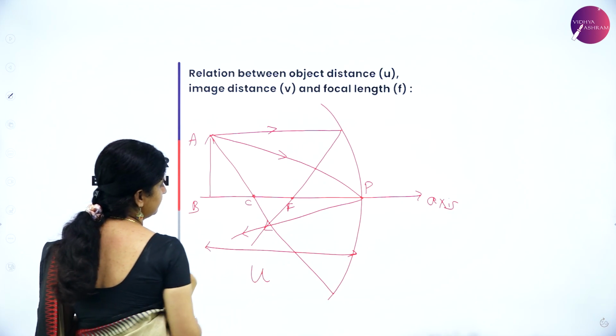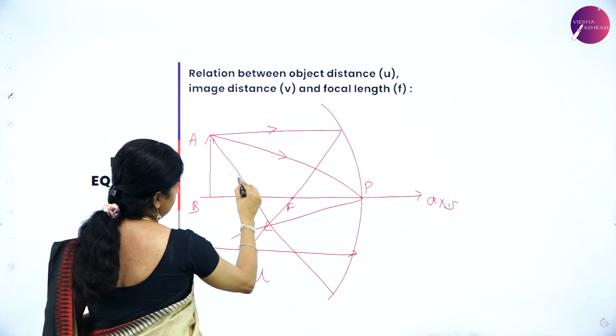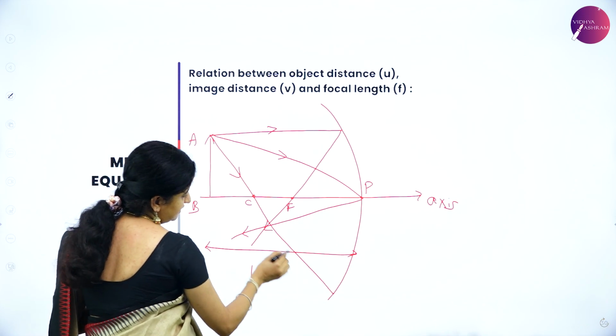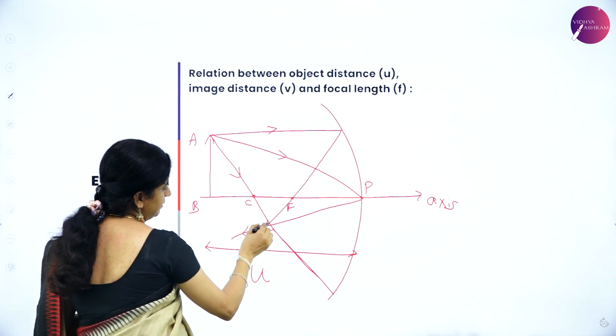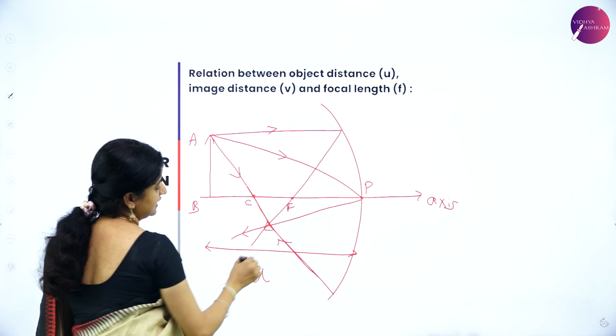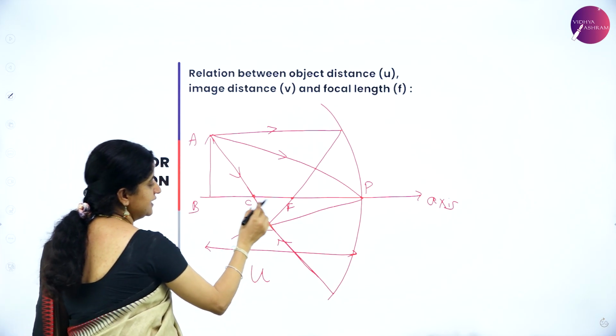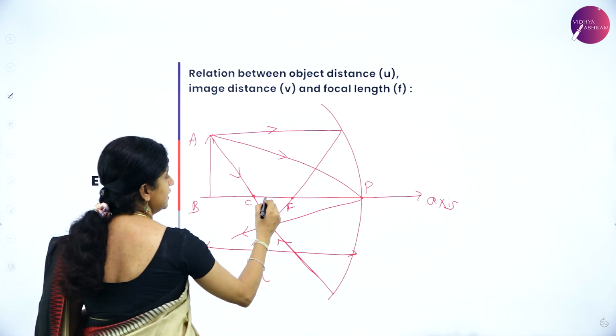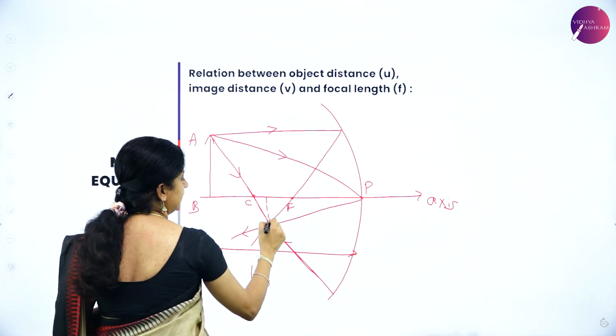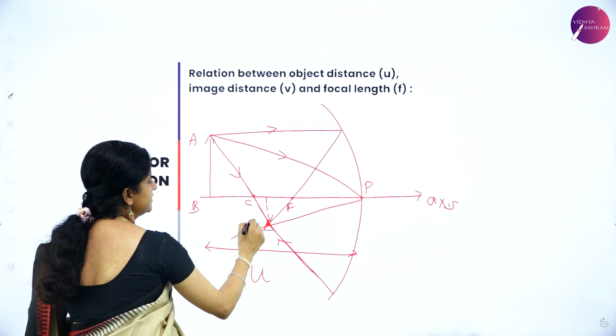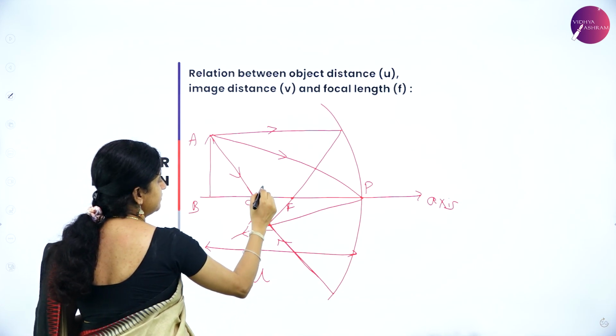I'll call this the center of curvature. So, this is the incident ray. After reflection, it will follow its own path, taking the opposite direction. So this is the point where all three rays are meeting after reflection. This is where exactly the image will form. I'll name it A dash B dash.